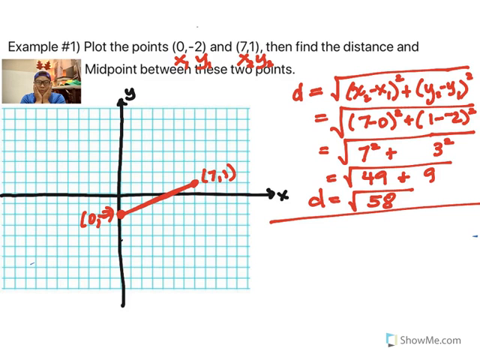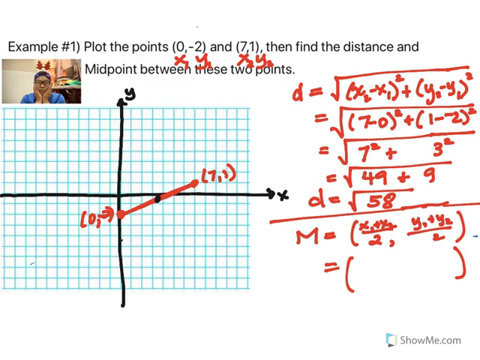Now, where's the midpoint? Somewhere around here. The midpoint, you can actually find that using a formula. Simple, more simple than the distance formula. To find the coordinates of the midpoint, you just average the x coordinates. And since there's only 2 of them, you average it by adding them together and dividing by 2. Average the y coordinates. Okay, so it's the average of the 2 coordinates.